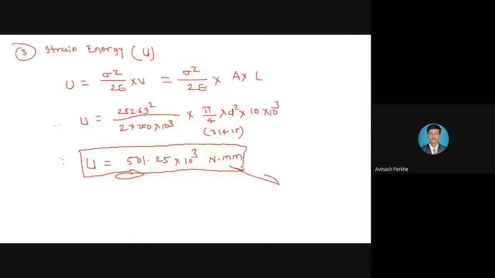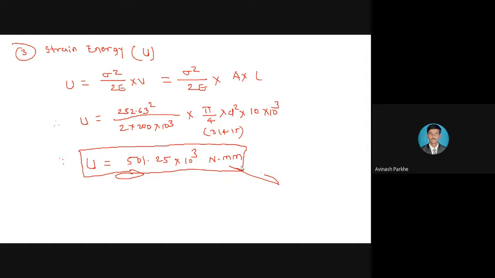Just 501.25 into 10 raised to 3 Newton mm. This unit is also very important, so try to write down the unit also. Okay, I hope everyone has done the calculations.